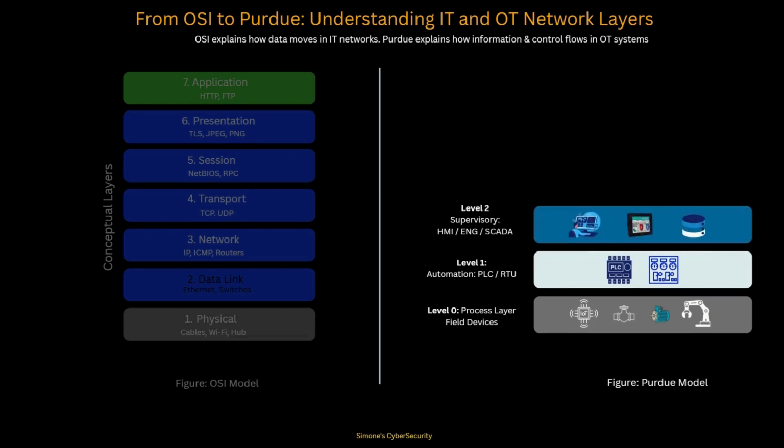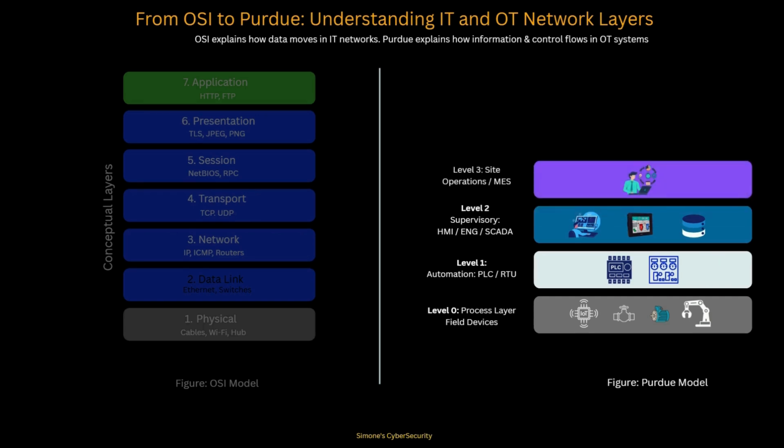Then at level 2, you have the supervisory layer. We find SCADA systems, HMIs, and engineering workstations here. So this is where operators monitor, visualize, and control plant operations in real time. Above that is level 3, the site operations level, where systems like MES live. So these handle production planning, workflow, quality, and efficiency, connecting real-time control data with the business logic.